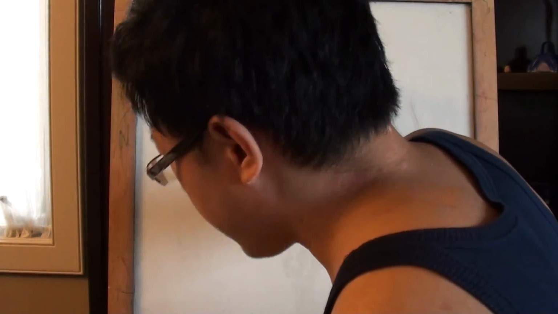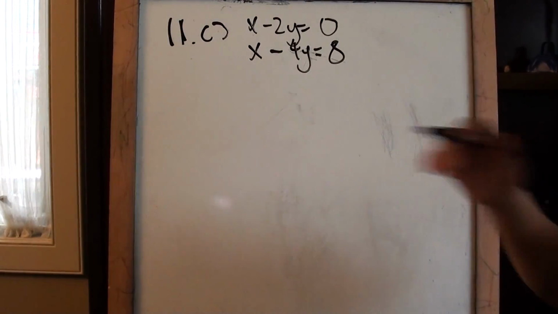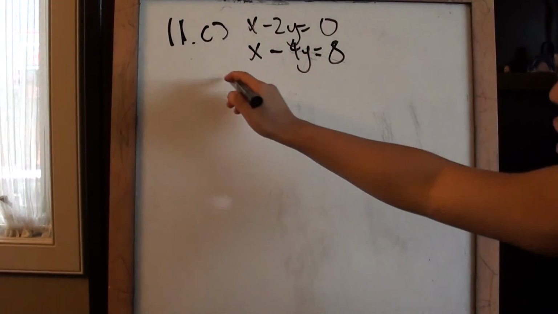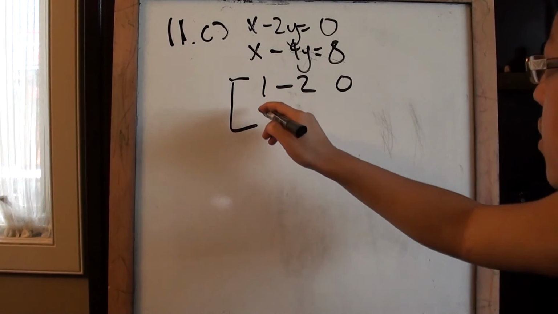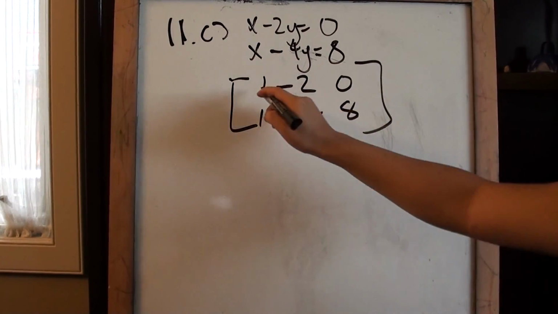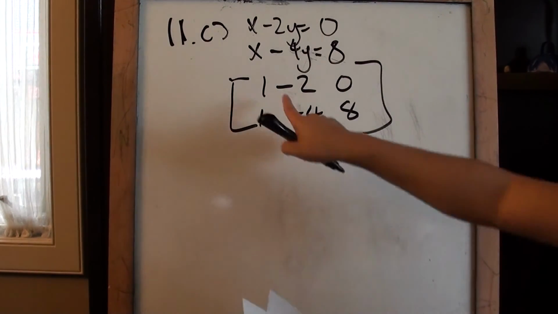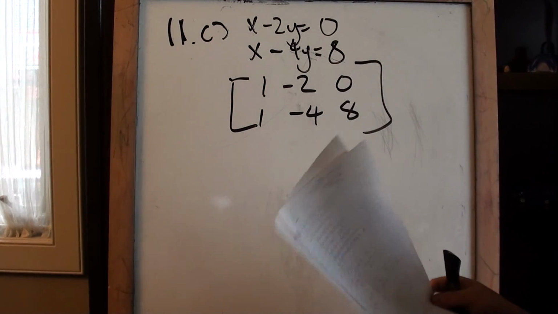11c is going to be x minus 2y equals 0, and x minus 4y is 8. Okay, so yeah, that's what it is. And we know how to do matrices, so I'll just do it quick, just so that you know. Try to keep these spaces as equal as possible to avoid confusion. Maybe the minus sign is a little too big. Doesn't really matter, really. It's just for my aesthetic.